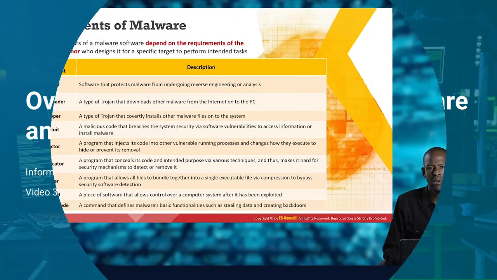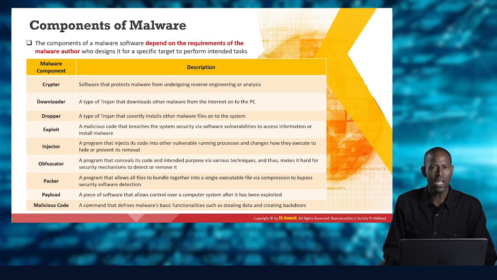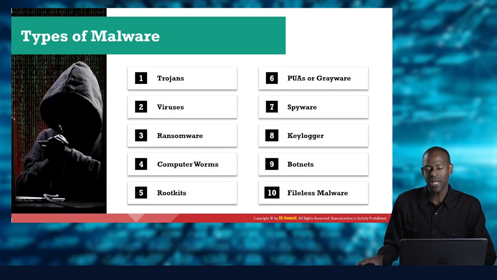And I was telling you that a lot of these components exist in a lot of different types of malware. What types of malware are there? These are the types of malware. There are trojans, a trojan or a virus or ransomware. There can be computer worms, rootkits. There can be PUAs, potentially unwanted programs, or grayware, or PUPs, so potentially unwanted applications, potentially unwanted programs, grayware, same class of stuff. Spyware. There can be keyloggers or botnets or fileless malware.